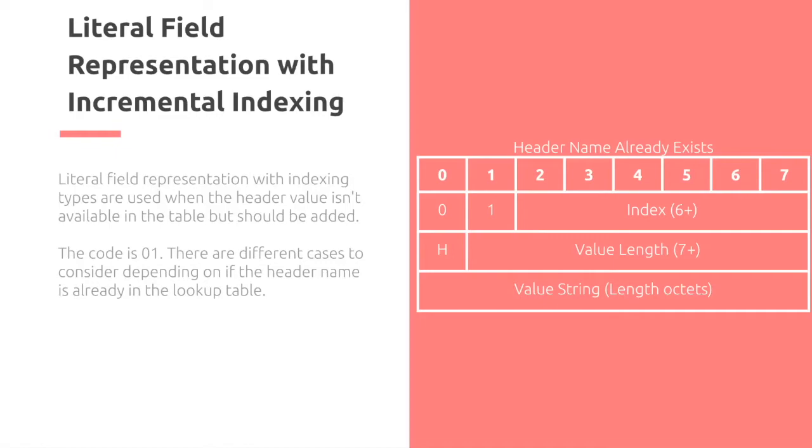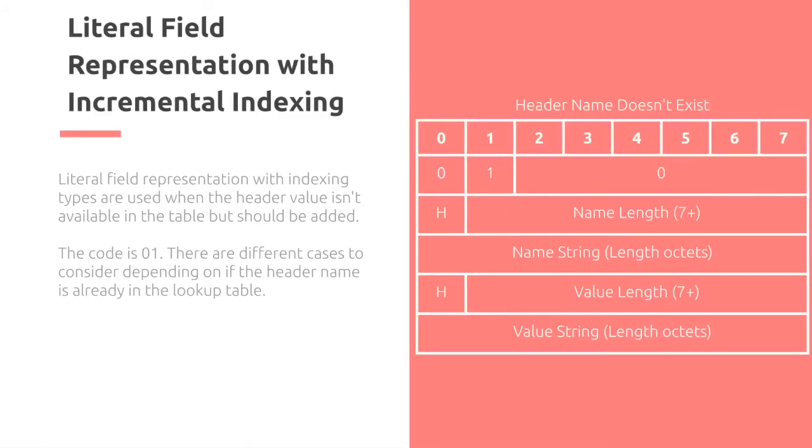The H represents whether we're going to Huffman encode the string value or not. If we Huffman encode it, we set the H bit to 1. If not, we set it to 0, and then we simply send the raw bytes over. We first have to indicate the length, and then for length octets, we have the value string, which is padded by 1s at the very right of it. Meanwhile, if the header name doesn't exist, then for the index, we set it as 0, and then afterwards for the name length, we perform the same operation with the Huffman bit, and then the name string.